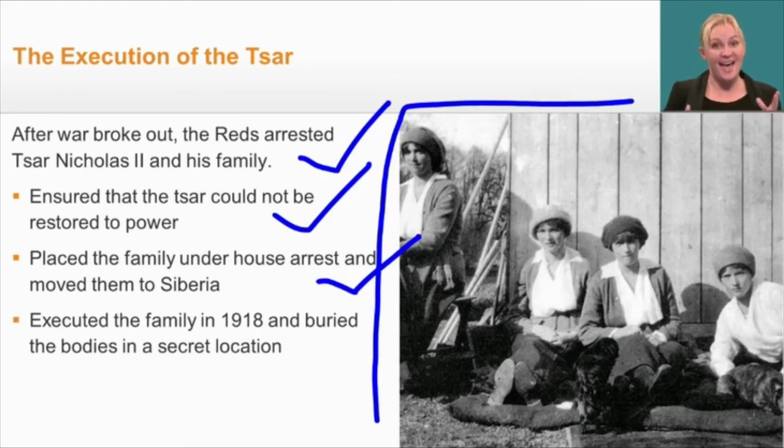Now finally, they executed the family in 1918 and buried their bodies in a secret location. Now for years it was rumored that the Princess Anastasia actually escaped this execution. However, in the late 1990s, the bones of the family were found, and due to DNA testing, we actually learned that Princess Anastasia was killed that same time.